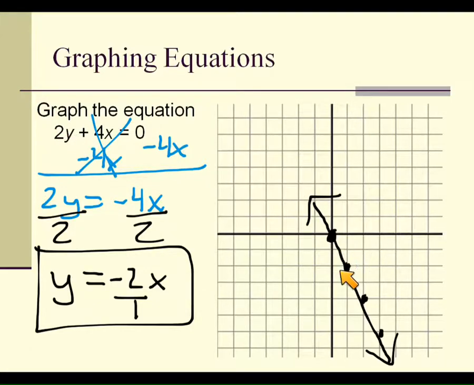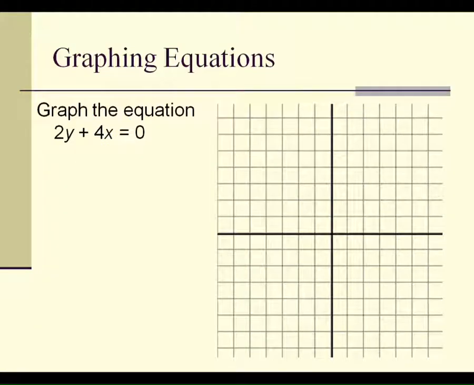If I plugged in 1 for x and negative 2 for y, that becomes negative 2 times 1, which is negative 2, plus 2 is 0. That works. Same thing if I plugged it in here. Okay. So that's how we graph. We need to put it in slope-intercept form.